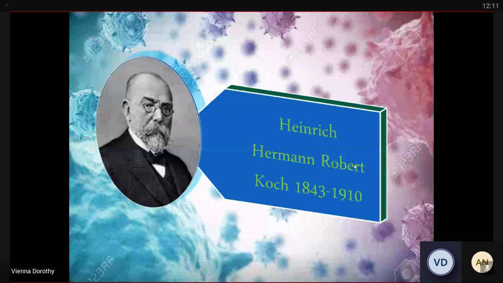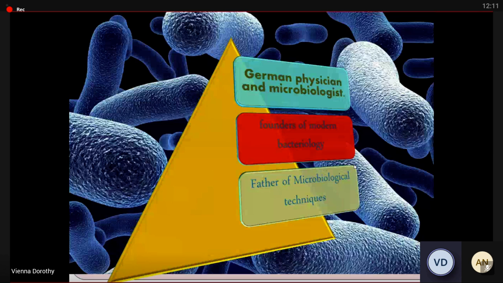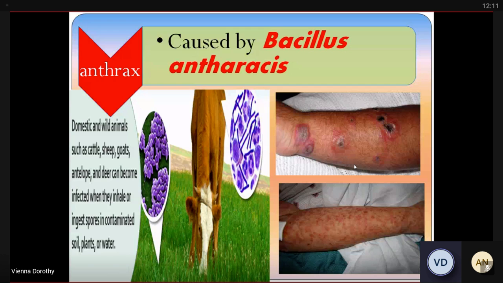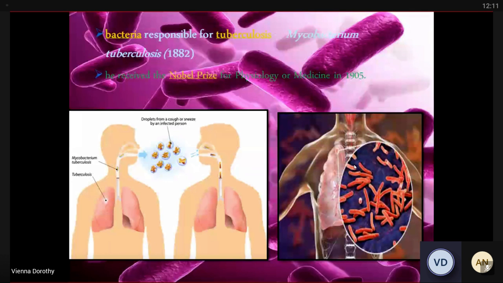He also explained the causative agent of anthrax, that is Bacillus anthracis. Again, we did the details in the previous class, so I will not go into them. He also told the causative agent of tuberculosis, which is Mycobacterium tuberculosis. He explained how it spreads and which organism it is, for which he was awarded the Nobel Prize.